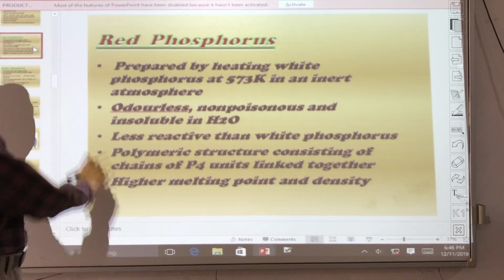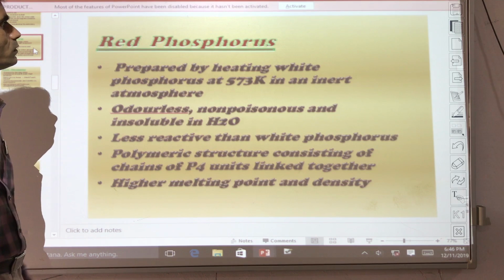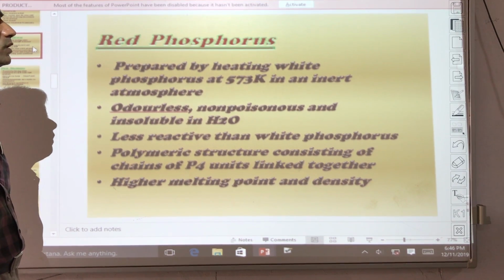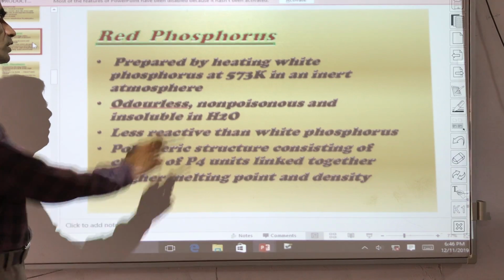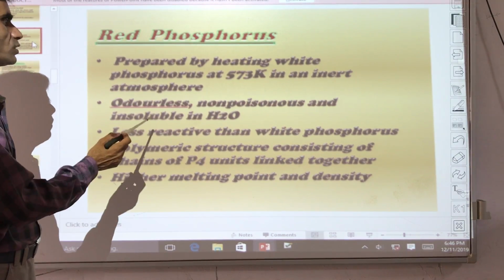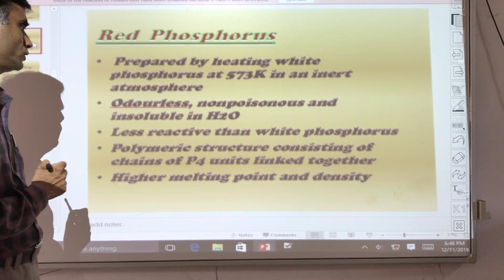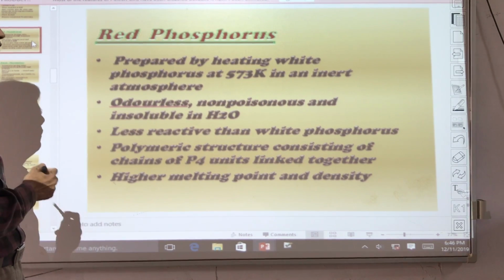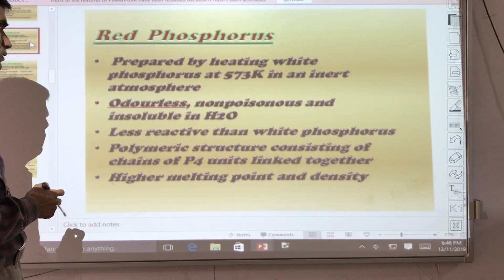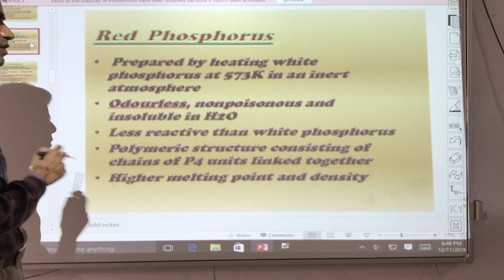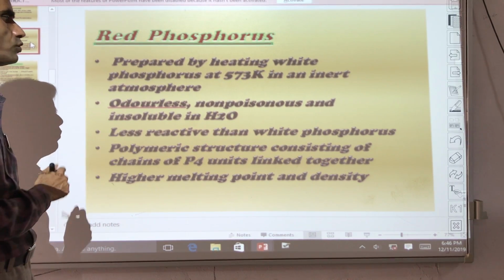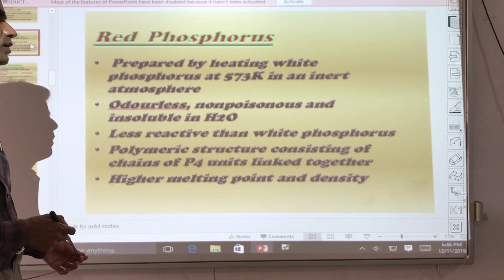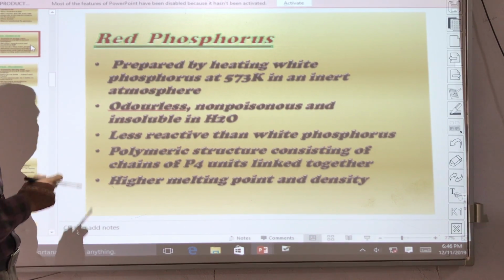White phosphorus. Then red phosphorus, prepared by heating white phosphorus at 573 Kelvin in an inert atmosphere. It is also odorless, non-poisonous and insoluble. Less reactive than white phosphorus. Sometimes the difference between white and red is asked. It forms a polymeric structure consisting of P4 units linked together, and therefore its melting point is higher and density is also higher.